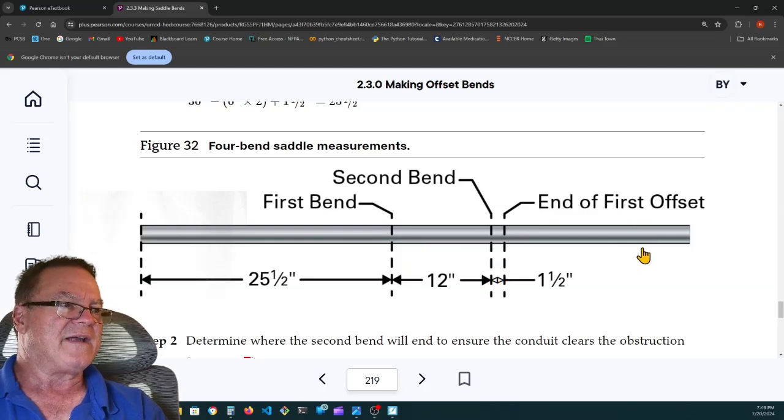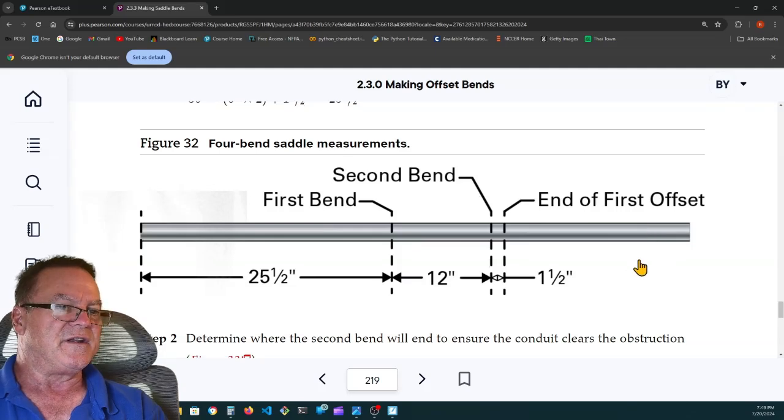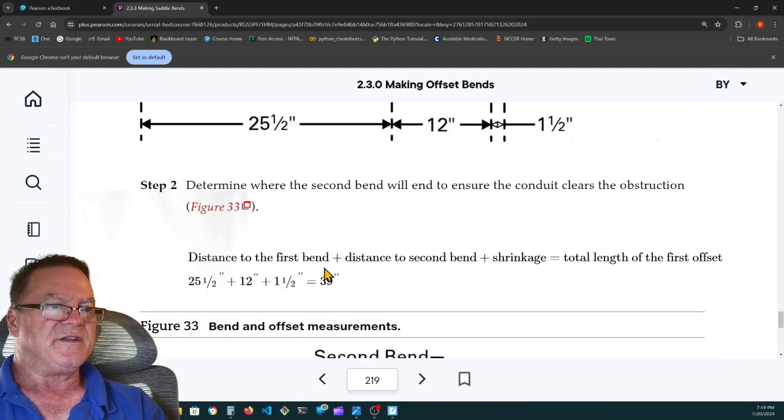Then you would go past the obstruction and you could do the same thing laying out for the second offset on the other end. The distance to the first bend plus the distance to the second bend plus the shrinkage equals the total length of the first offset.